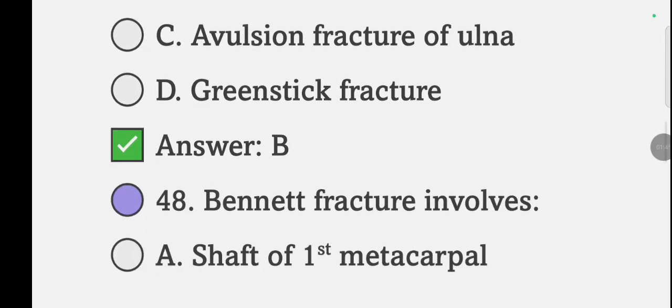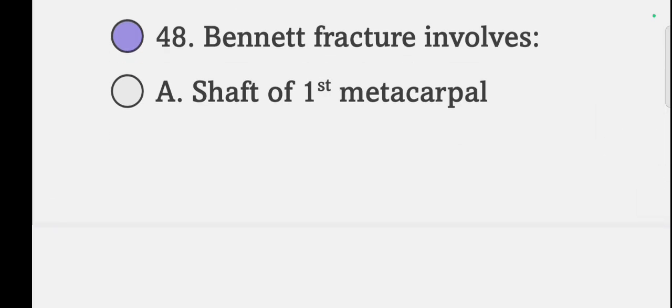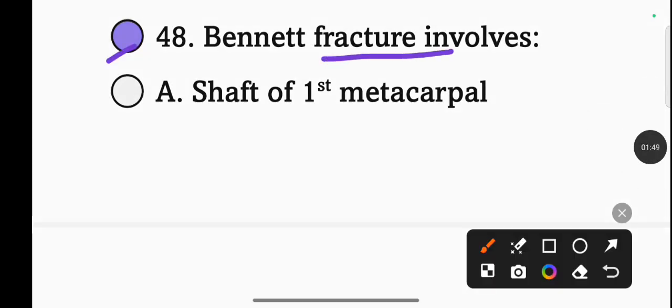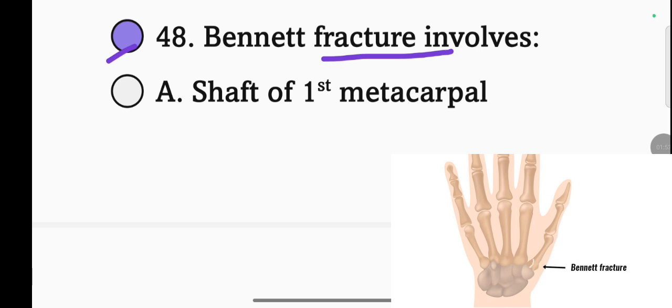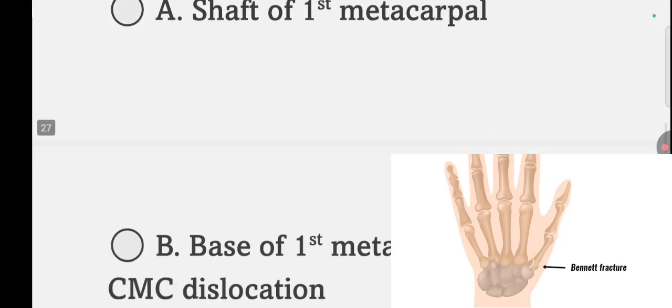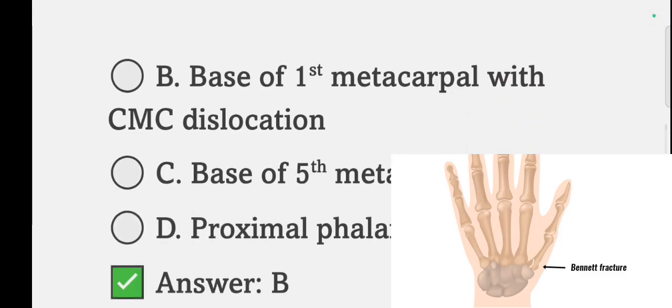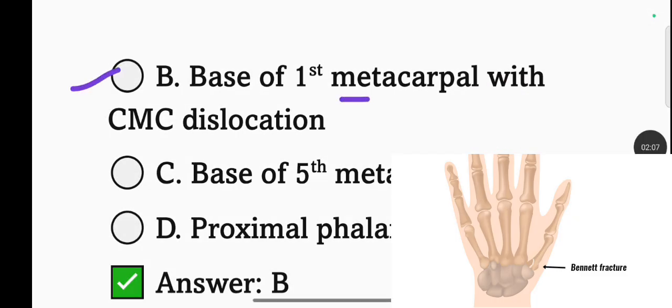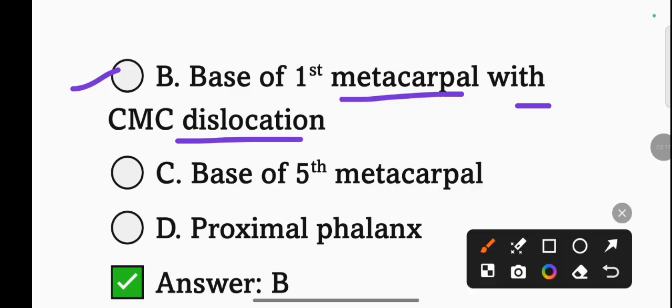Okay, so I think it's clear. Now come to our 48th question. Bennett's fracture is actually seen at the base of the thumb metacarpal, including subluxation of the CMC joint. So it is seen as a first metacarpal with CMC dislocation. So option B is the correct option: base of first metacarpal with CMC dislocation, carpometacarpal dislocation.